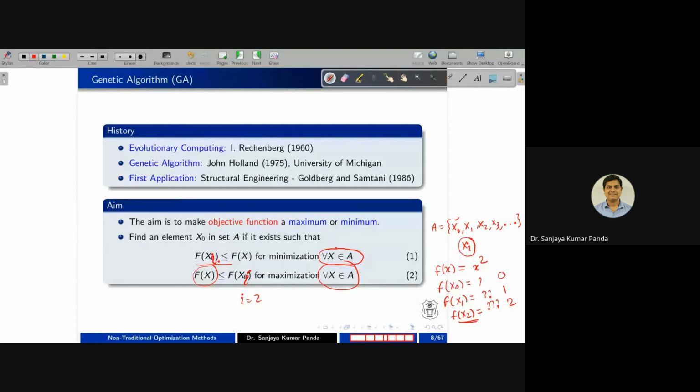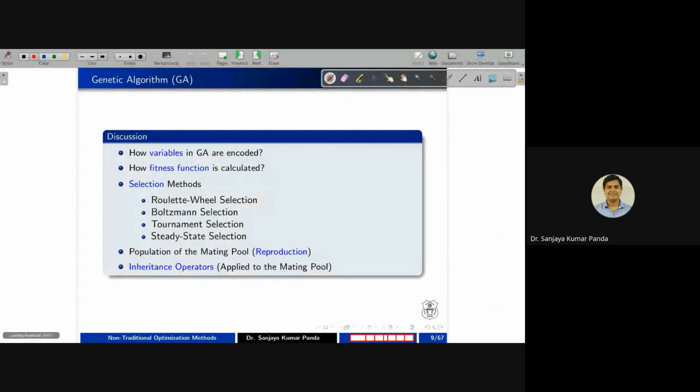That is our objective. Now, in the case of the genetic algorithm, we have a set of questions. The first question is, how are variables in the genetic algorithm encoded? Because in the genetic algorithm, the very first phase is called encoding. I'll tell you in the subsequent slide, but I want to show you what the major challenges are in the case of the genetic algorithm. And encoding may be different.